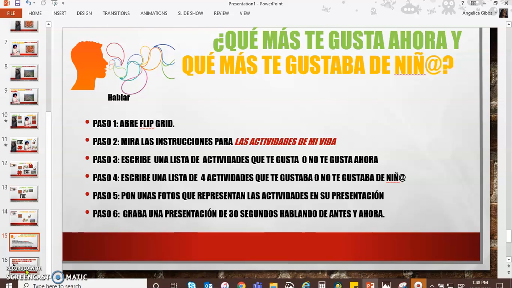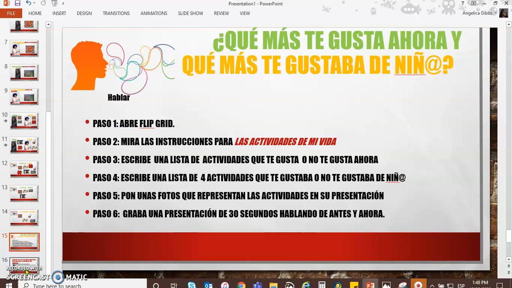So the question would be, ¿qué más te gusta ahora y qué más te gustaba de niño o niña? And I like to write directions as steps instead of short paragraphs because I feel like it ensures that kids pick up where they left off. Helpful tip that I learned from Ariana when I taught her EPH lessons last year.